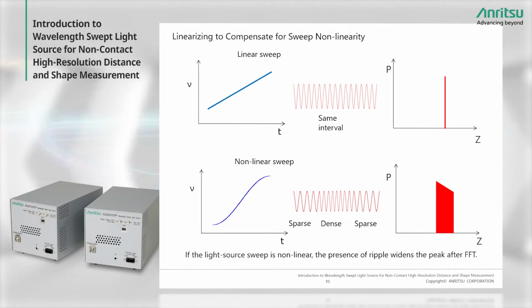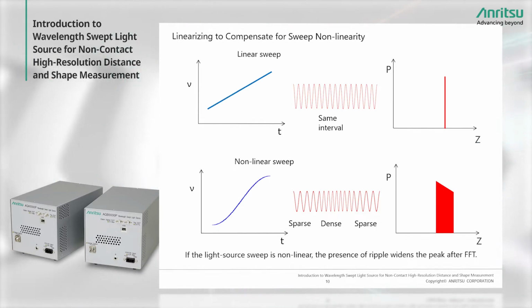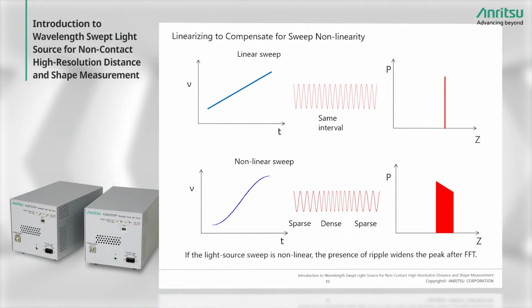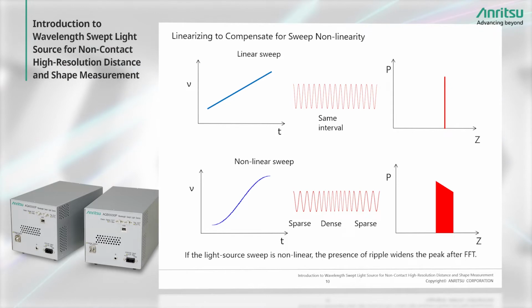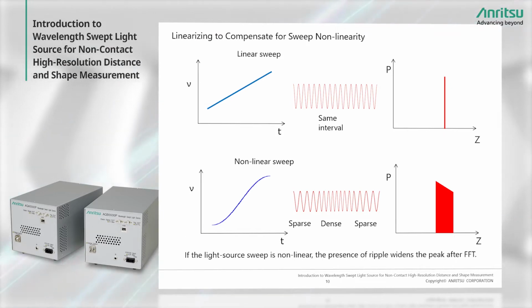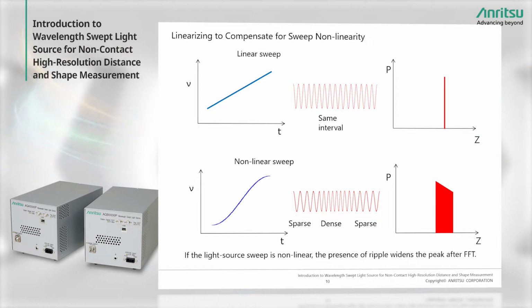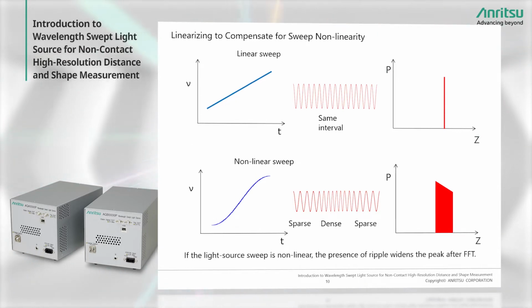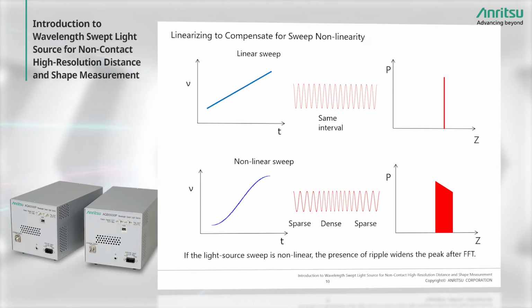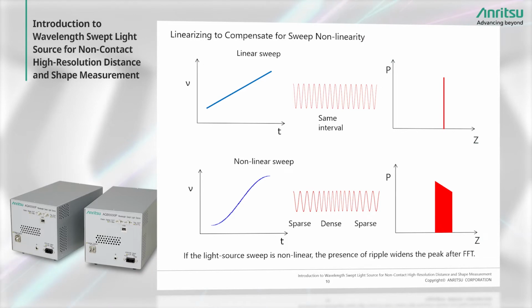For example, using the Anritsu wavelength swept light source, the sweep shape is sinusoidal and changes repeatedly from slow to fast to slow. As a result, the obtained beat signal also changes according to this frequency sweep speed. When FFT is applied to this type of obtained beat signal, an abnormally broad peak is calculated from which an accurate peak cannot be detected, causing extremely poor measurement range accuracy.